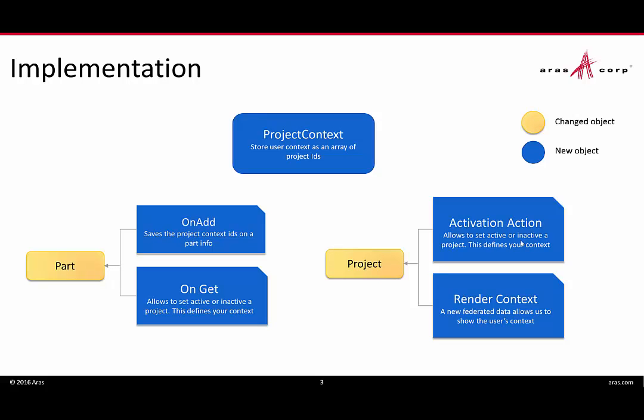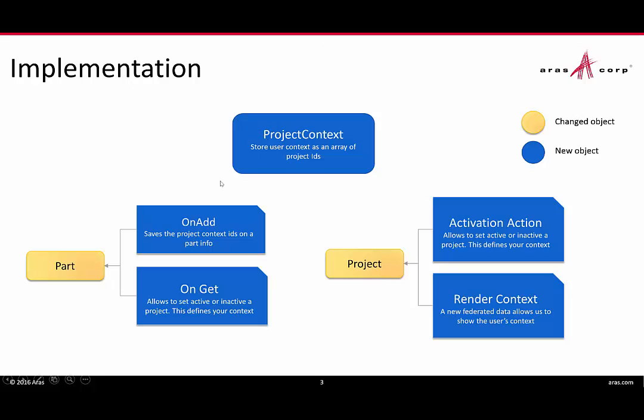How I implemented that: in blue you have the new objects that have been added, and in yellow the things that have been lightly modified. The first thing added is a project context to store any user's project context. Every time you add a new part, it will get the context from the user, so when the user creates the part, the context is defined by their user project context.